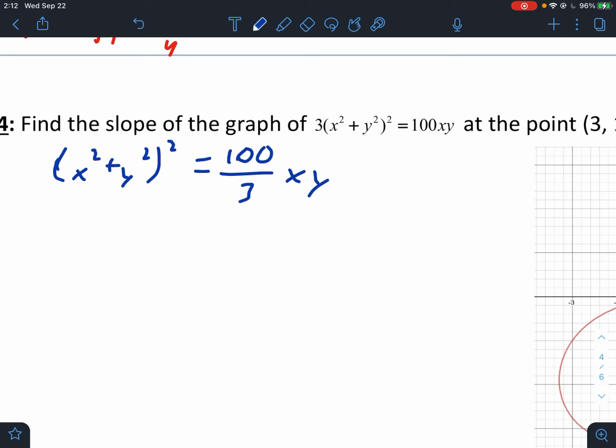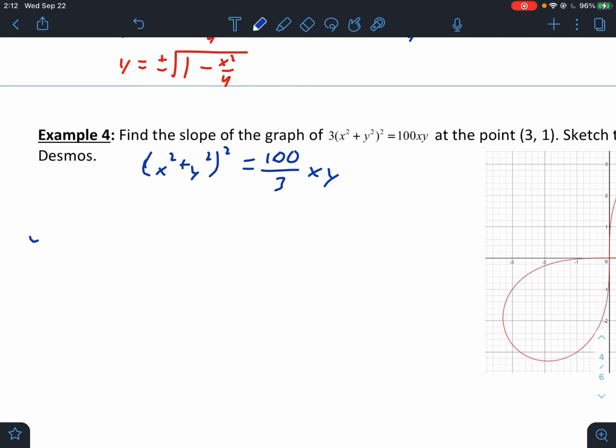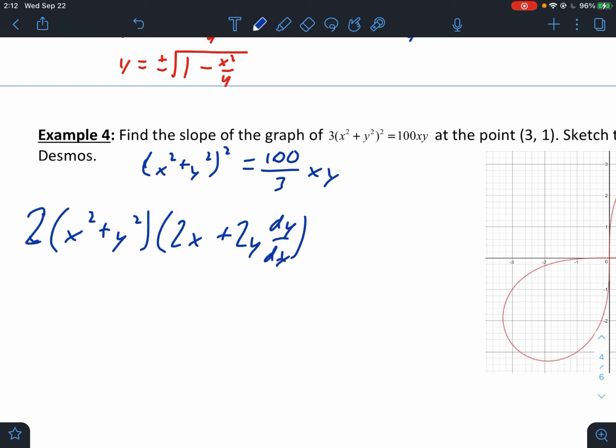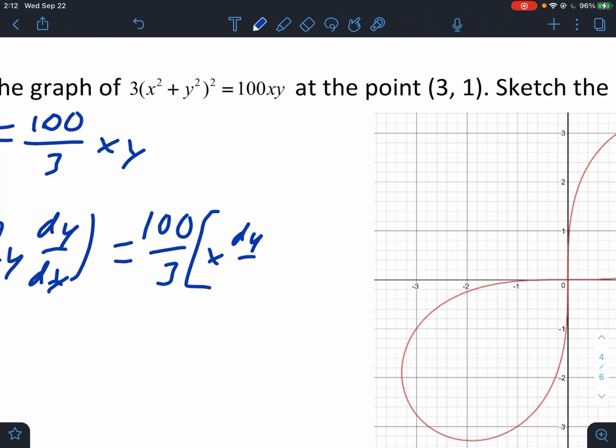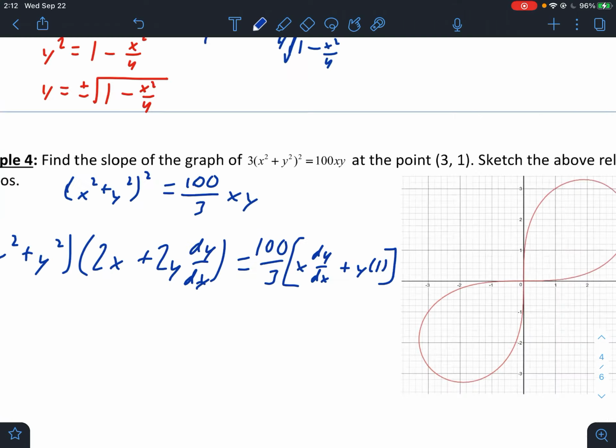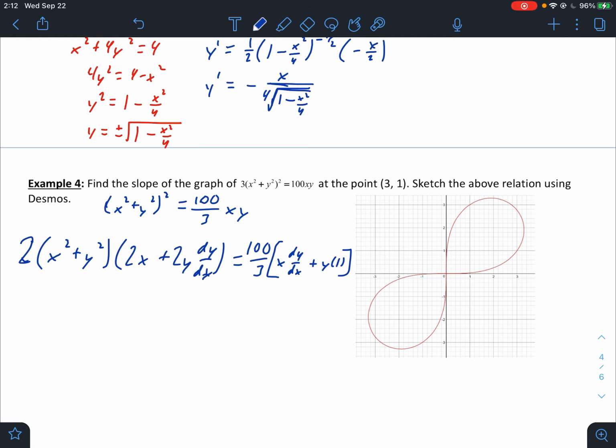All right. So the derivative of the left side is chain rule. 2 times x squared plus y squared to the first times 2x plus 2y dy dx. That's the derivative of the left side. Equals 100 over 3 times, and then this is going to be a product rule, x times the derivative of y plus y times the derivative of x. All right, now our goal is to get dy dx by itself.